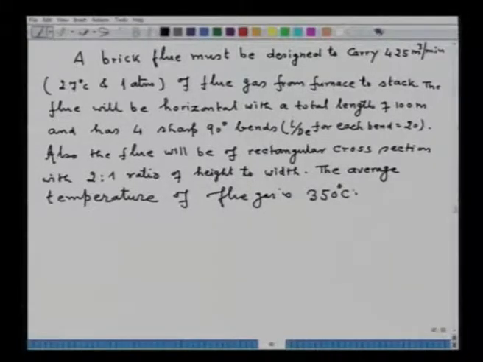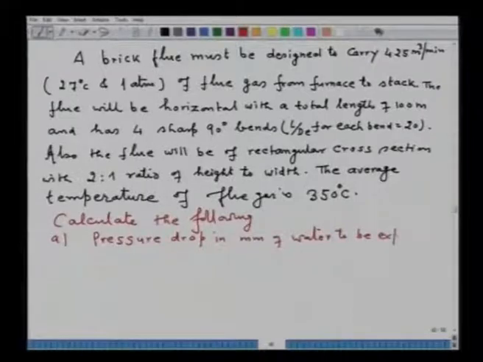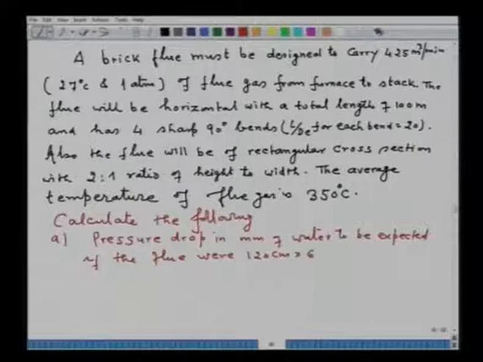Now, what you have to calculate? Calculate the following: a pressure drop, in millimeter of water, to be expected if the flue were 120 centimeter into 60 centimeter cross section inside.